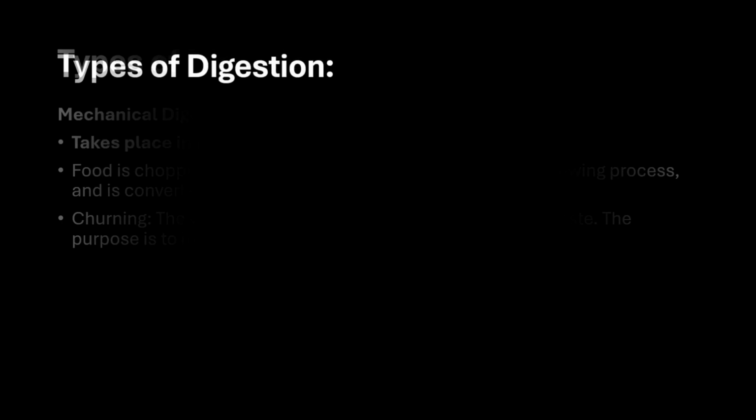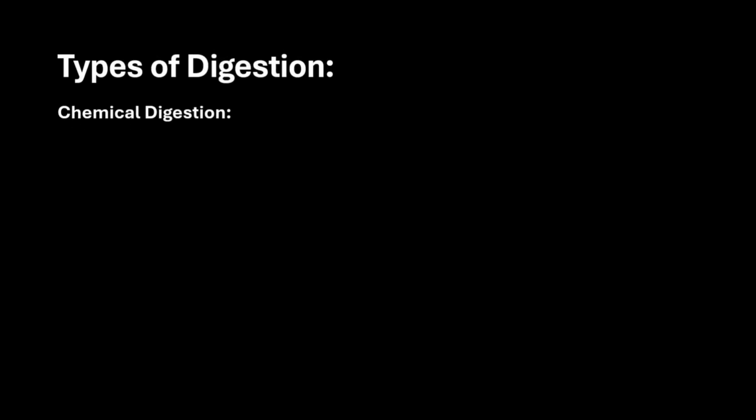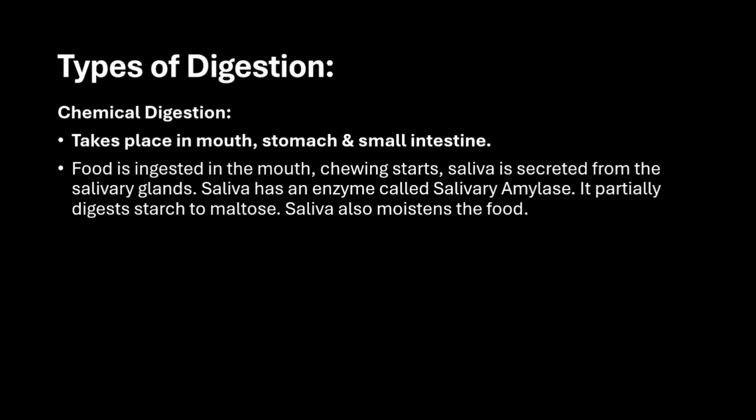The next type of digestion is chemical digestion. So where does chemical digestion take place? It takes place in the mouth, stomach, as well as the small intestine. Let me tell you how. Firstly, in the mouth, food is ingested, which means we eat food. Chewing starts, which is mechanical digestion.